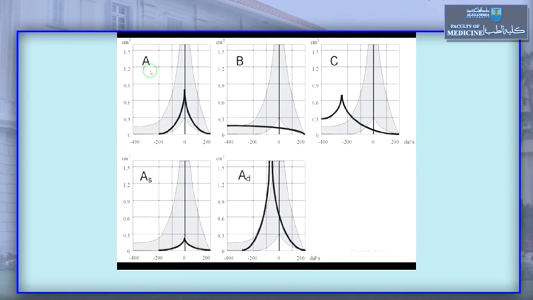Now, type A tympanogram, which is the first one on the top left, is the normal tympanogram. Normal for pressure, because we know the pressure occurs at the peak of the curve. That's the solid line here.